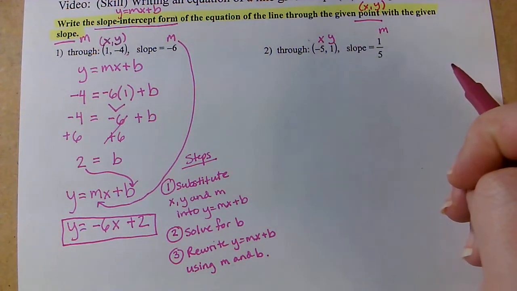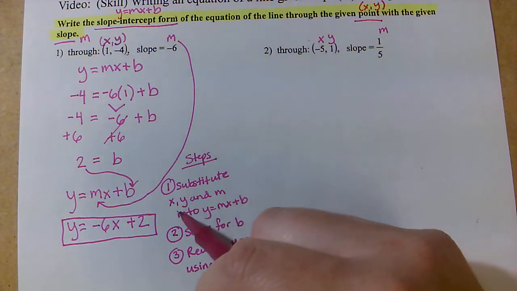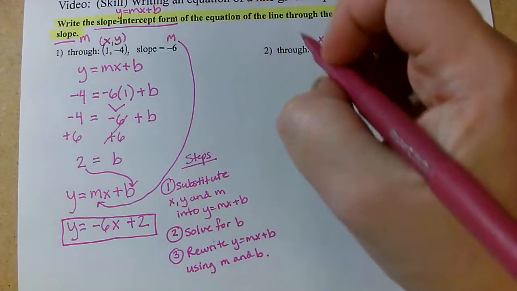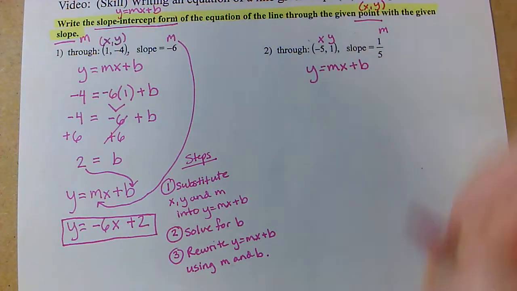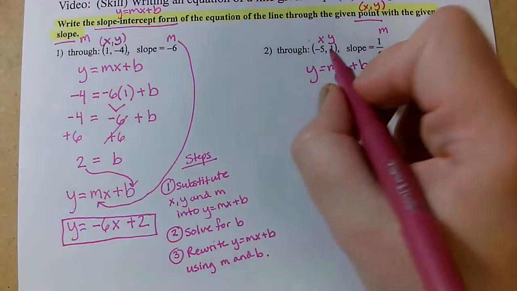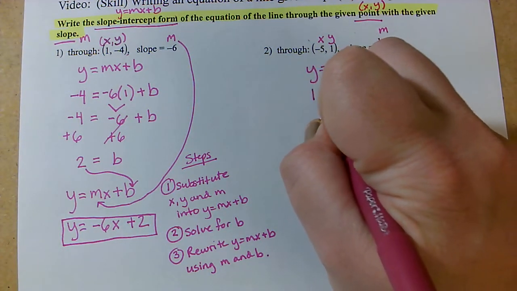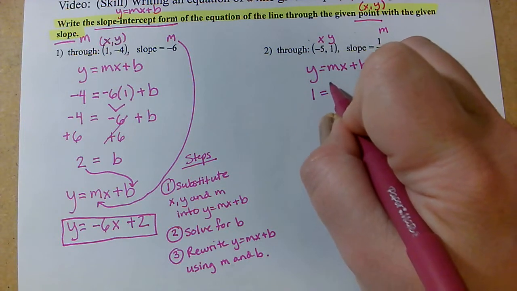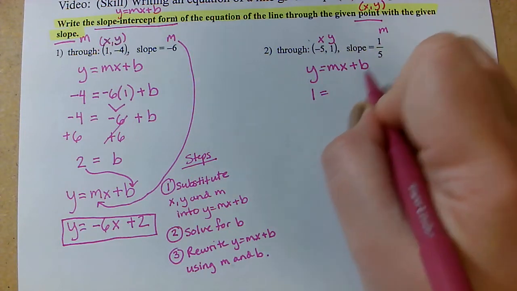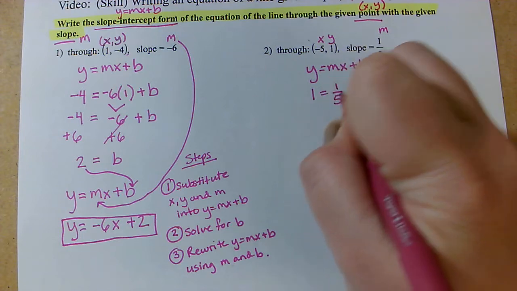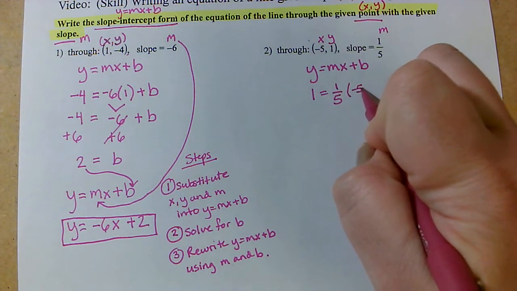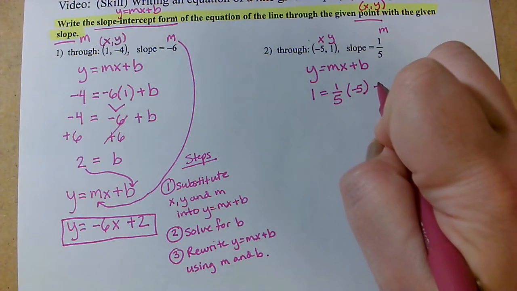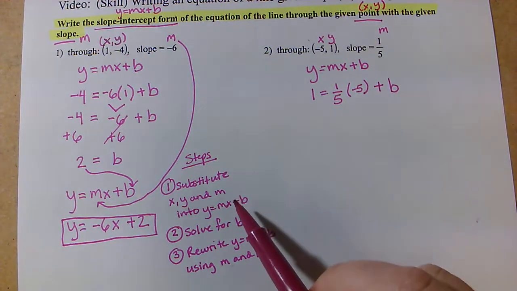All right, so going to the first step, substitute x, y, and m into y equals mx plus b. I'm going to start by writing y equals mx plus b. And then I'm going to fill in my x and my y and my m. So y is going to get filled in with 1. M is going to get filled in with 1/5. X is going to get filled in with a -5. So I'm going to put a parentheses here, -5. And then plus b. So I've substituted in.